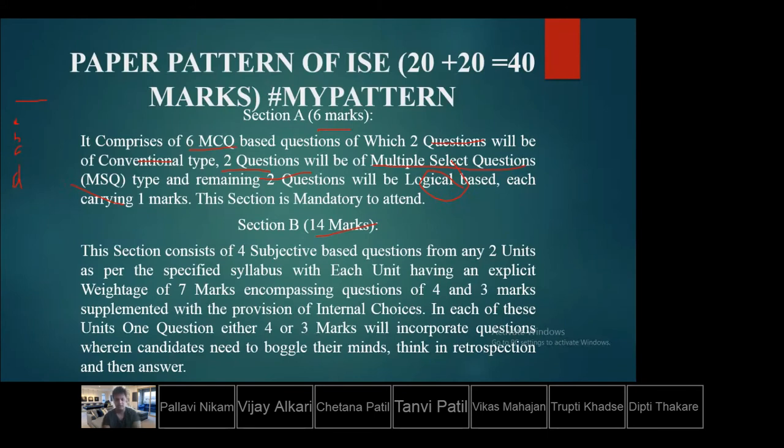Now next, Section B, 14 marks. In this section, four subjective based questions from any two units will be asked, 7 marks each, same pattern, 4 and 3 marks. But what will be my pattern? In each of these units, whether it is unit one or unit two, either a 4 marks or a 3 marks question will be incorporated.